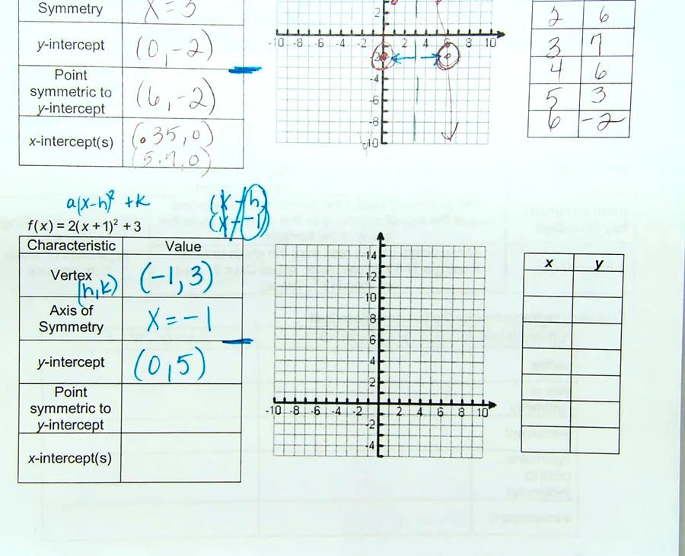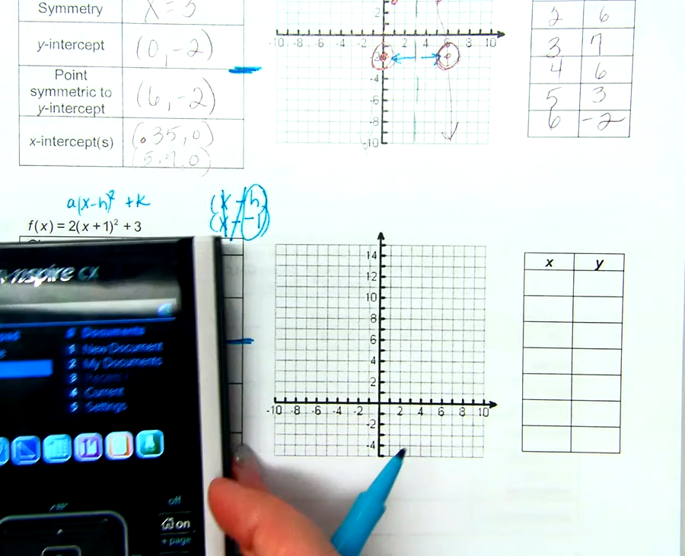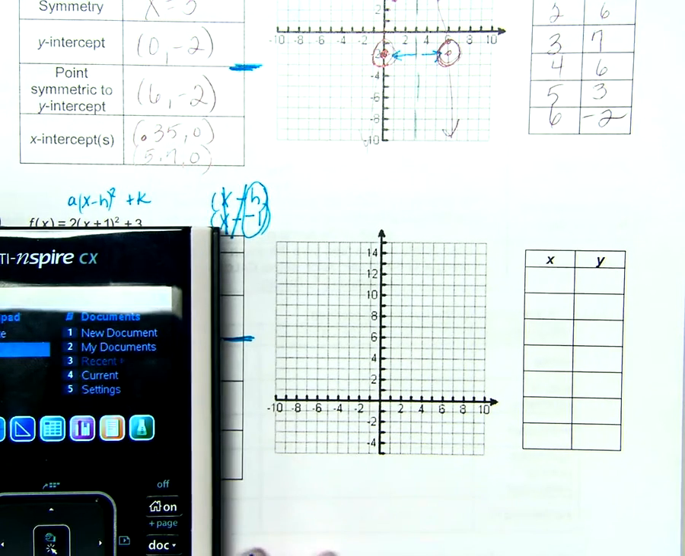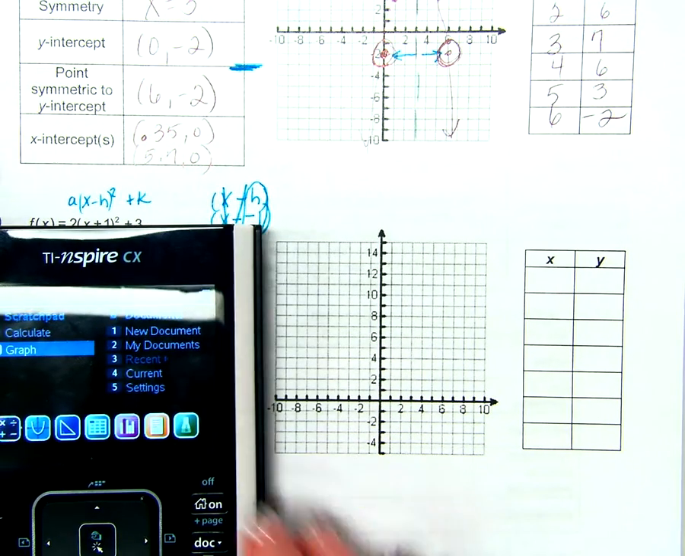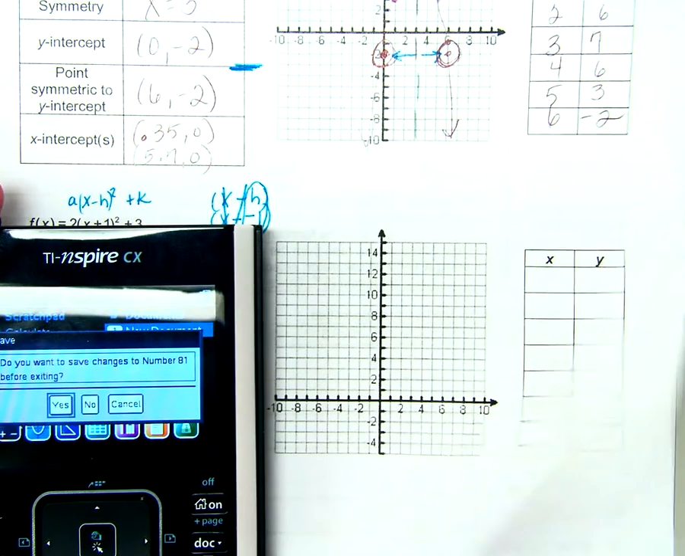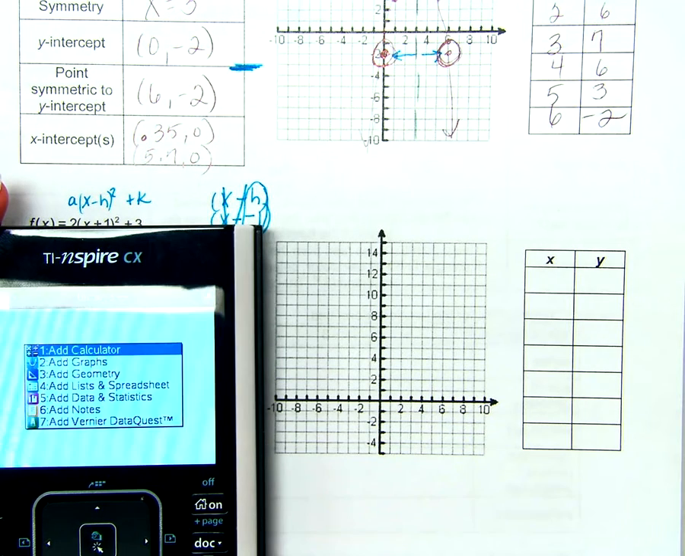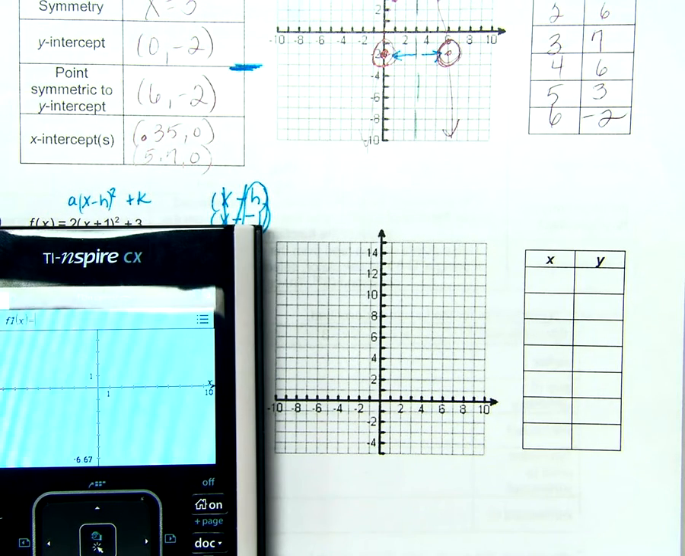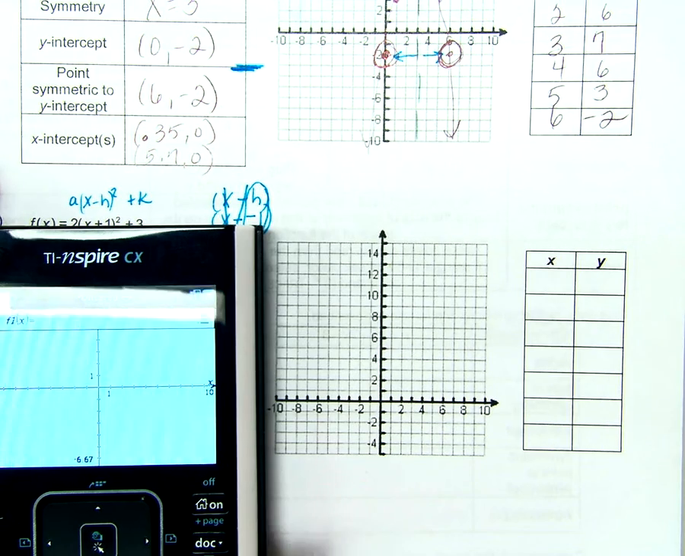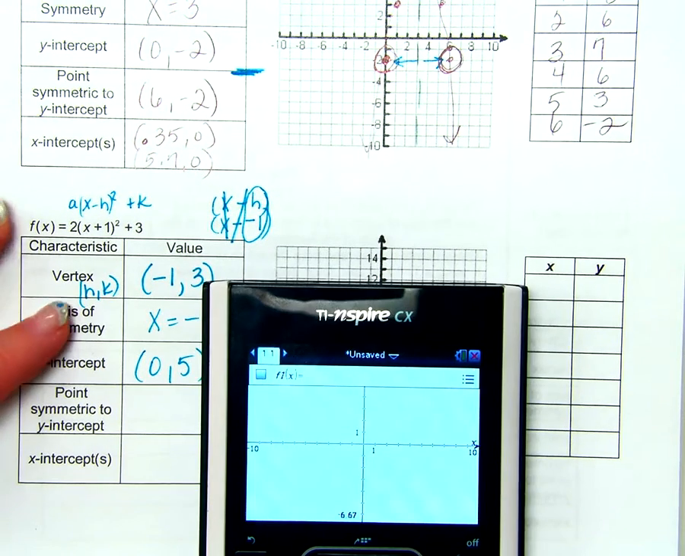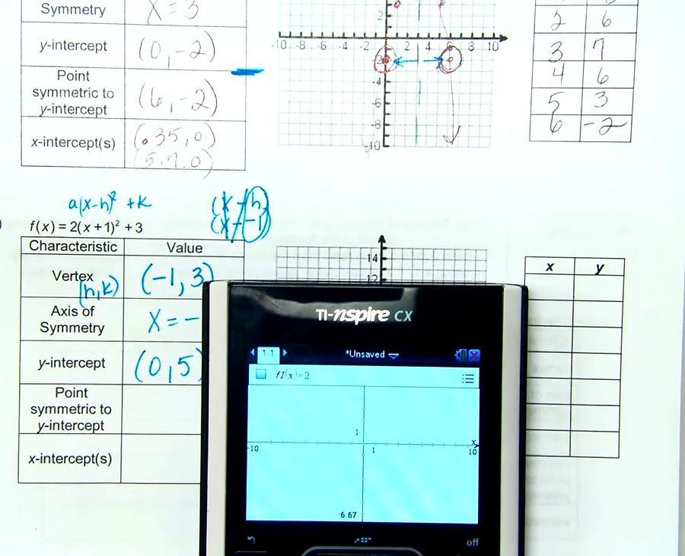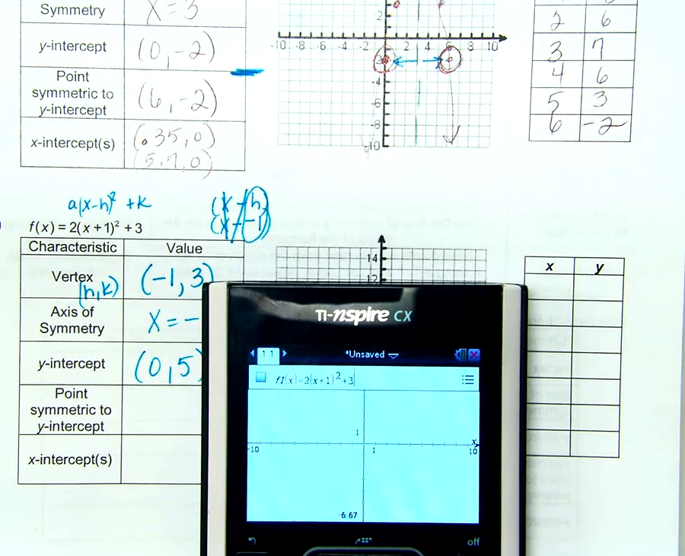on my calculator I'm going to go to a graph. I need a new graph. Everybody know how to get to a new graph? At the home button, press a new document. No, I don't want to save my old one. And make a graph. Okay? So you can't see that. All right. 2 open parentheses x plus 1 squared plus 3.